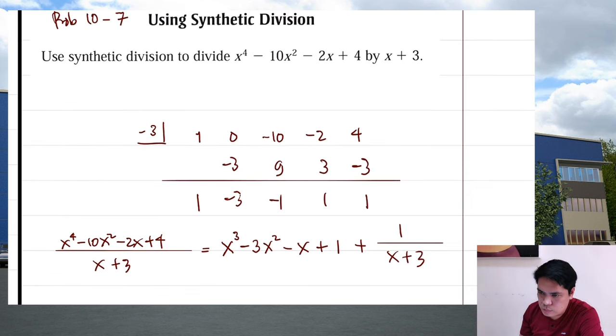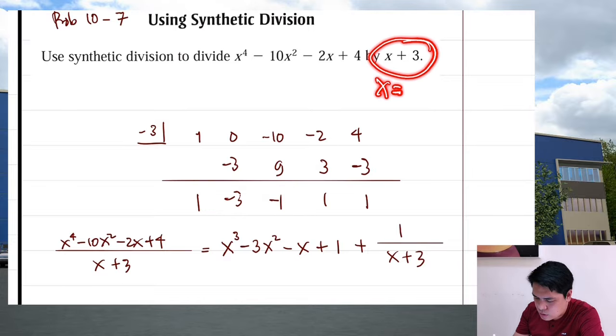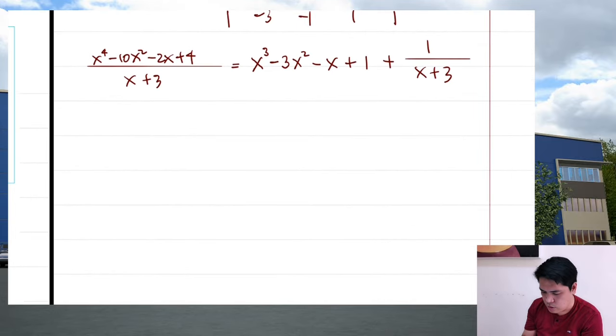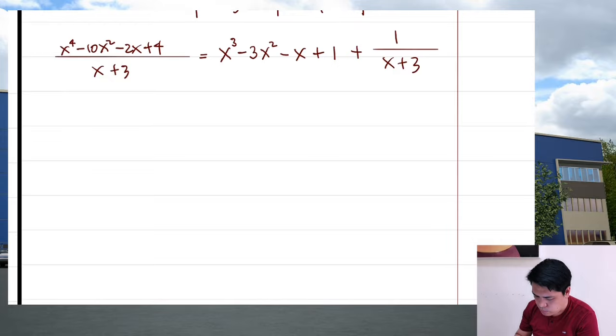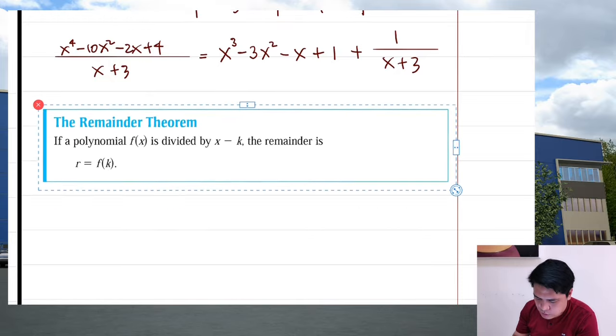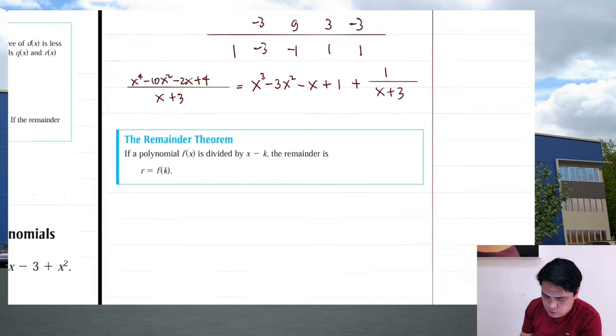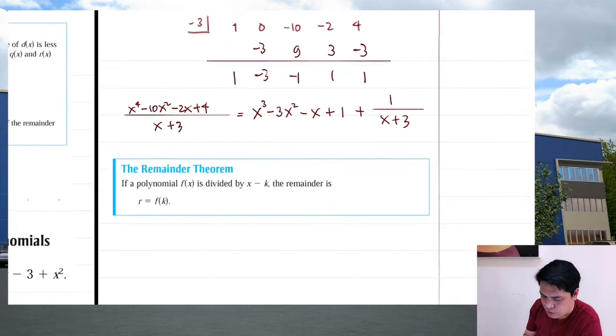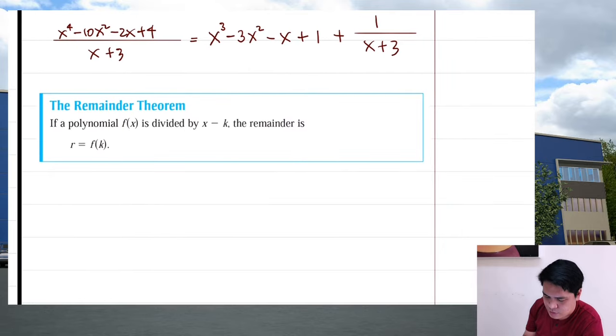Okay? Now, I have mentioned kanina about dito. Why is this x equal to negative 3? So, we will follow this up by this theorem, the remainder theorem. Okay, let me look for the notes here. Okay, this is the remainder theorem. If a polynomial f of x is divided by x minus k, the remainder is r equal to f of k. Okay, ulit natin ha.